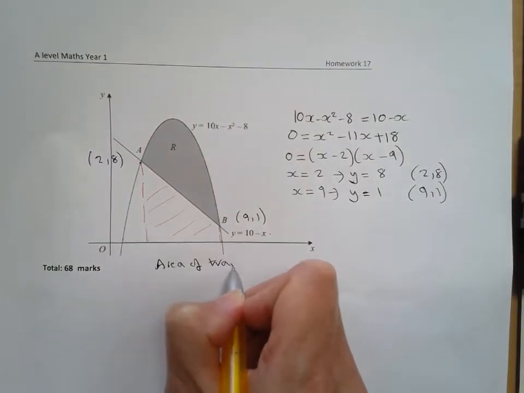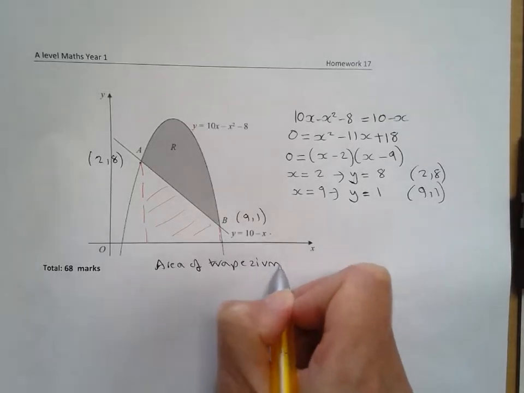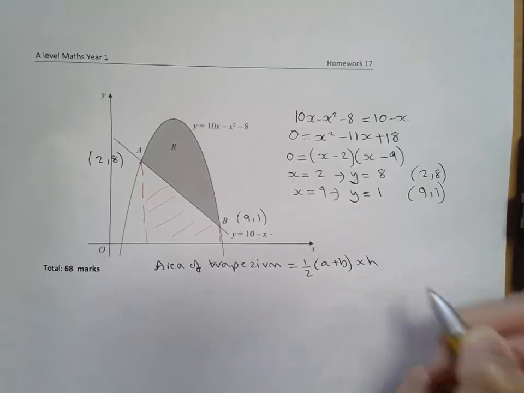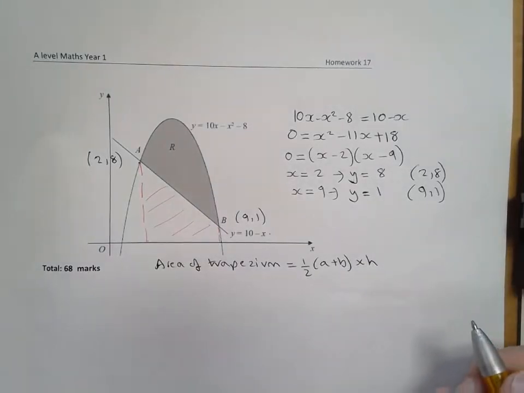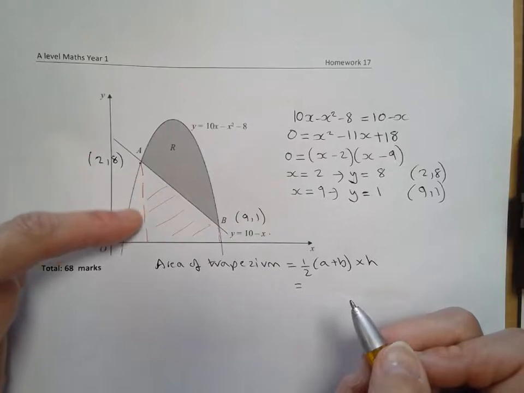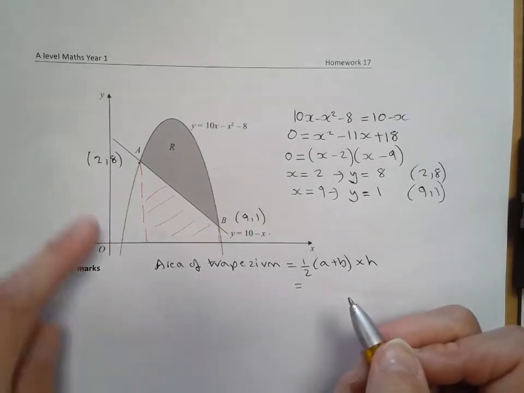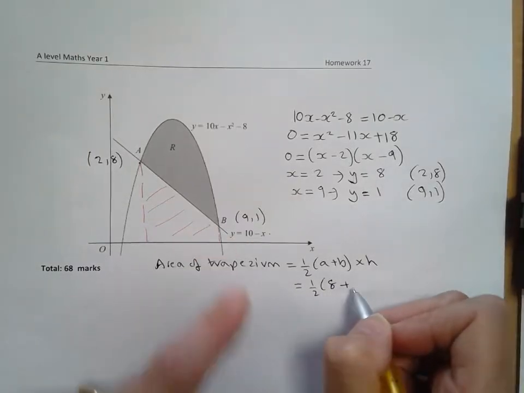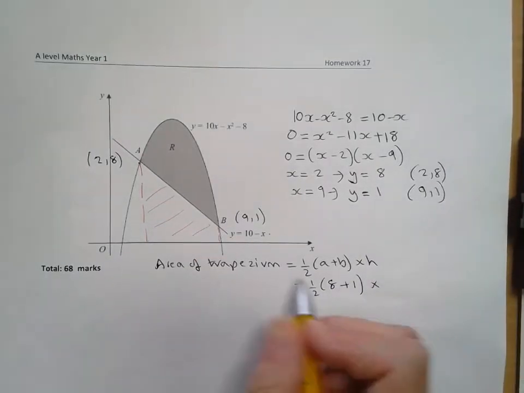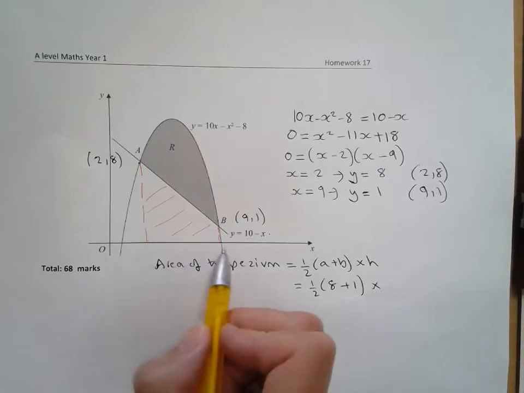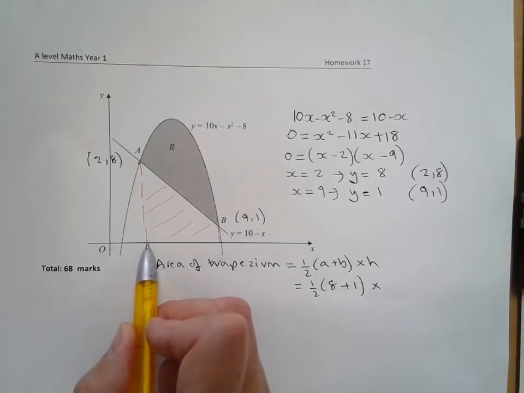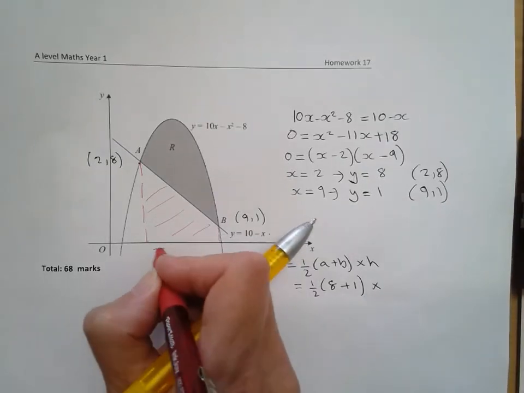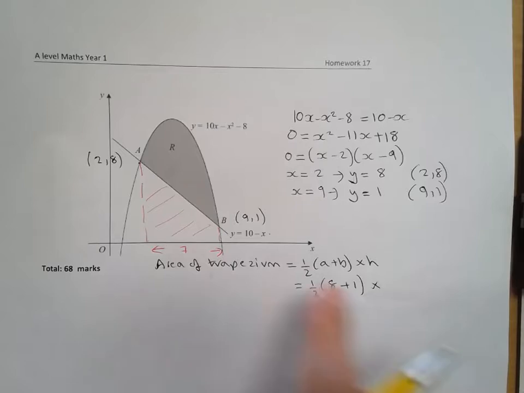So I remember that the formula for the area of the trapezium is the sum of the parallel sides, a plus b, multiplied by the height, and divided by 2. So the parallel sides are here and here. This one has got a height of 8, and this one's got a height of 1. The height between those two sides is this length here, so the difference between the x-coordinate of A and the x-coordinate of B. That's going to be 7, because I've got 9 and 2.